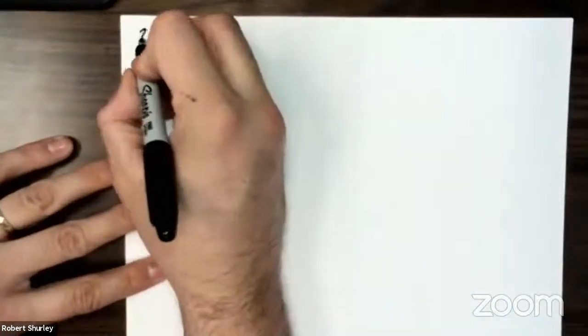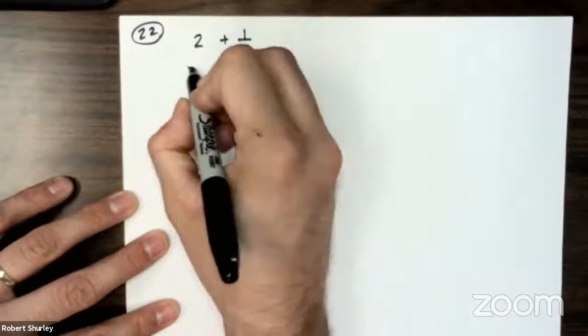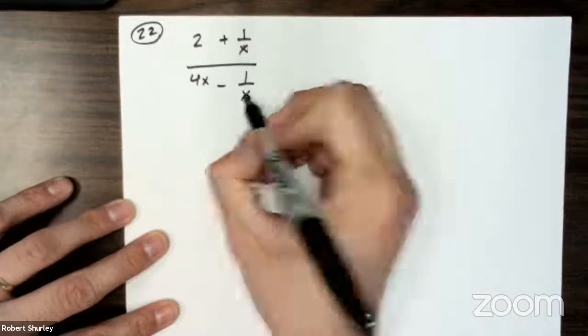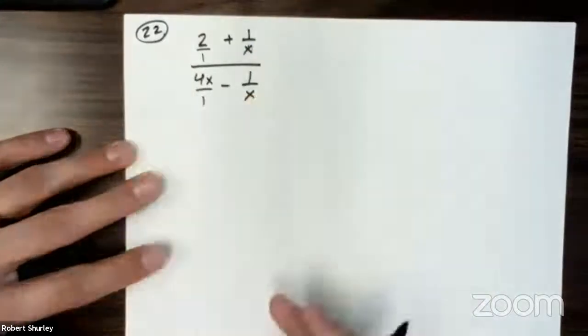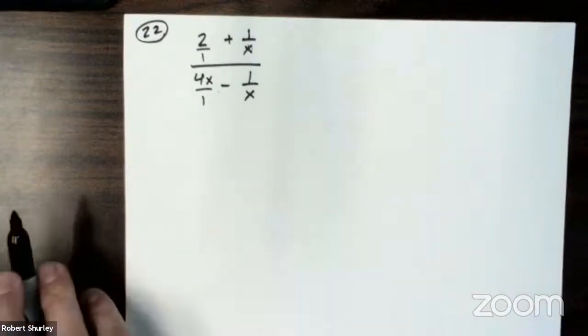Okay, let's do 22. I think 22 keeps going. That's what I wanted to show, an example where we simplified the complex part, but then we have to keep going with the fraction. So 22 says 2 plus 1 over x, over 4x minus 1 over x. Automatically, if they're just an integer, I'm going to put them over 1, just to let my brain know that this is just a fraction, even though it's written as an integer. Now look, this one's not bad, right?